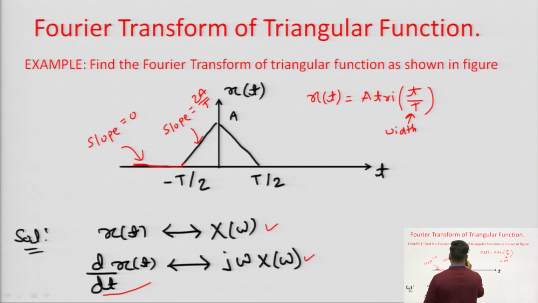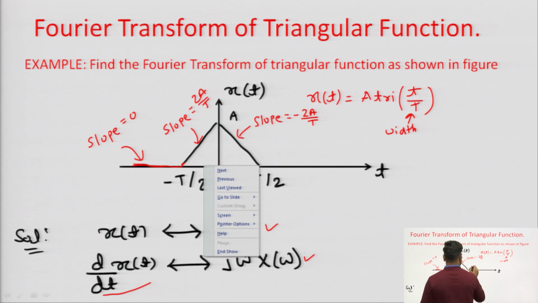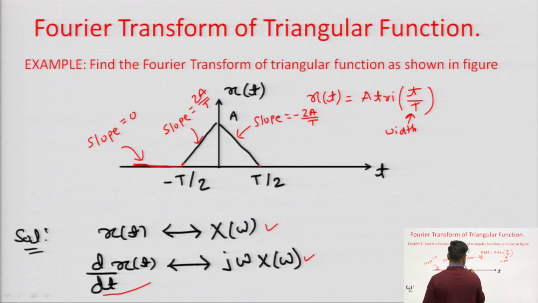Then again there is a slope, and because it is decreasing, its slope will be minus 2A by T. At this point again the slope will be 0. So, these are the different slopes. We will utilize these slope values to find out its differentiated value.